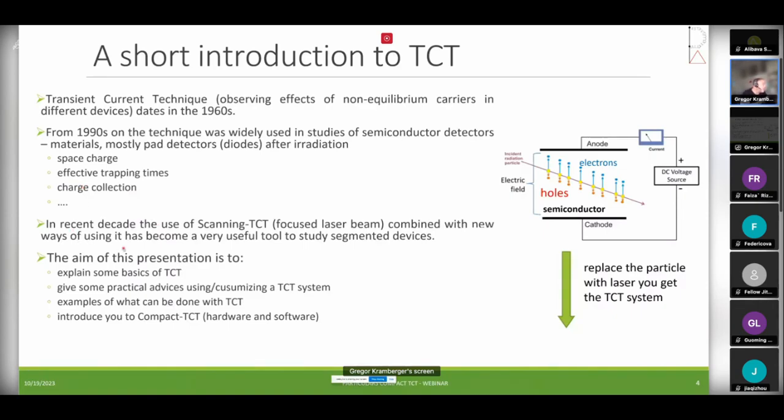Then in the recent decade, the use of scanning TCT, the ones that I introduced in the first talk, where focused laser beams are used, are getting way more popular for obvious reasons, because you can actually study strip, pixel, 3D sensors, whatever device you have in mind, and you can access it with a laser. You can, of course, look into it.